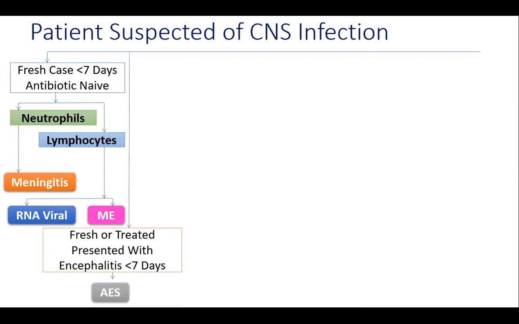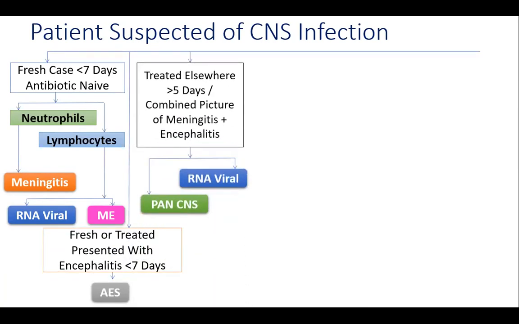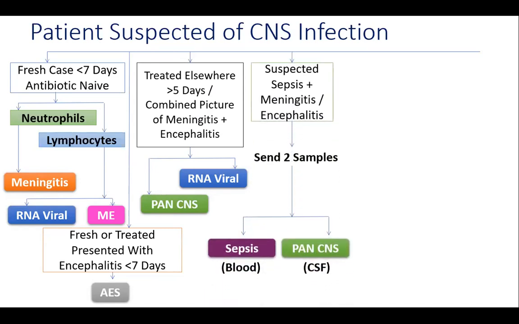Now, if treated elsewhere for 5 days with a combined picture of meningitis and encephalitis, please do the pan-CNS and RNA viral panels. Quite often that would be required. Next. And if meningitis or sepsis is suspected, then you need to send 2 samples, both blood and CSF, so that we can give you a clear picture. That's a separate story.